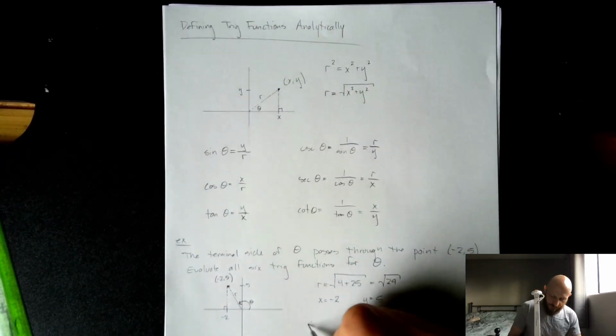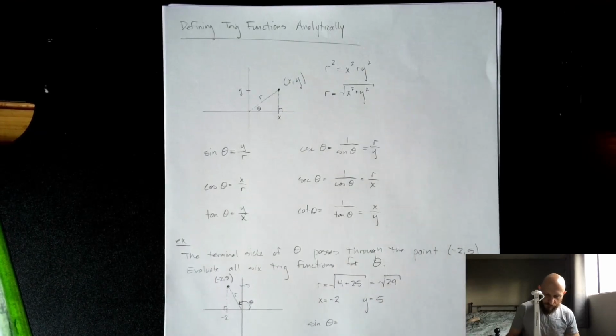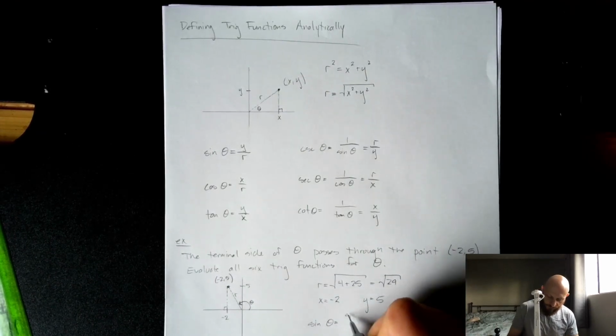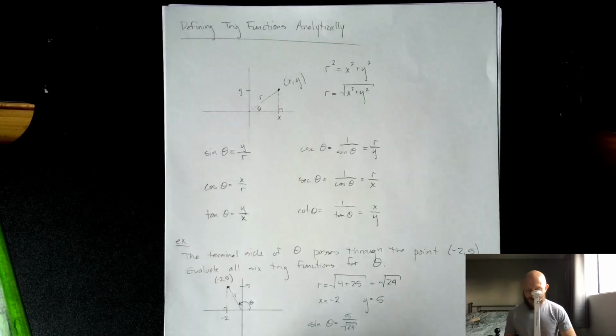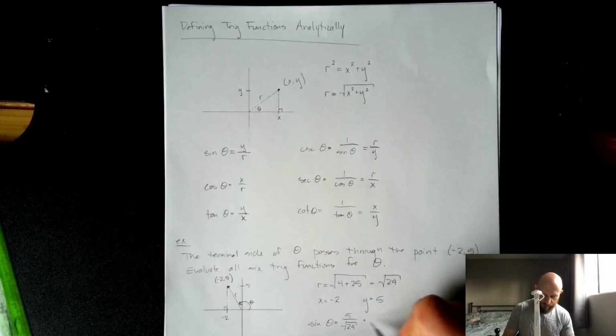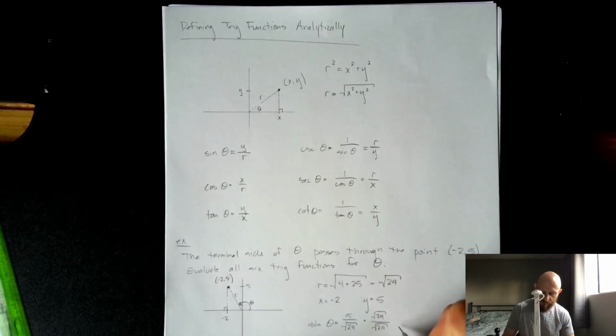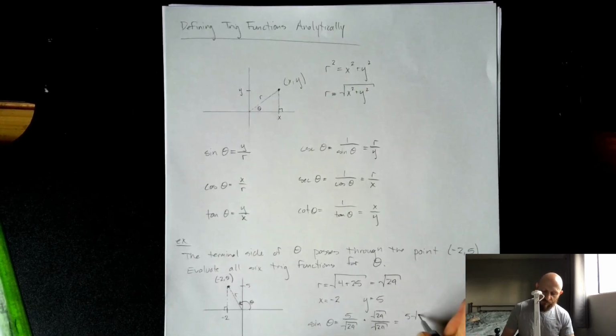Okay, so then sine theta is equal to y over r, so 5 over root 29. And for completeness, this is not really the way that we want to represent this. Technically this answer is correct, but in most cases you're going to be expected to rationalize your solution. So in this case, it's multiplying top and bottom by root 29 to get rid of the root in the bottom. So this is 5 root 29 over 29.